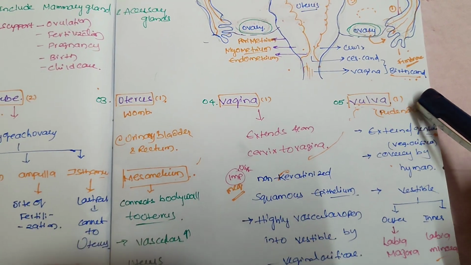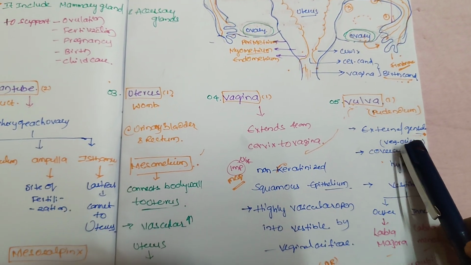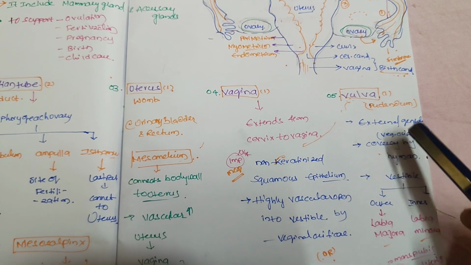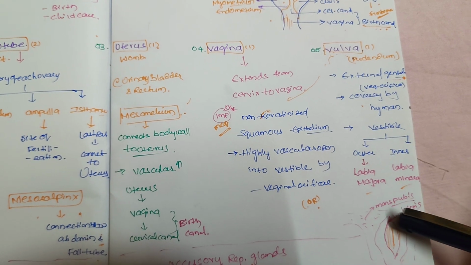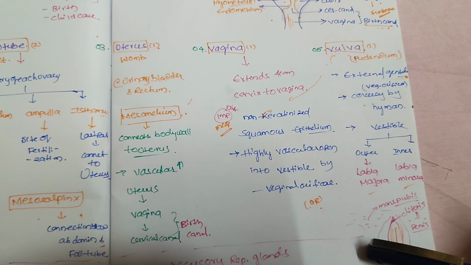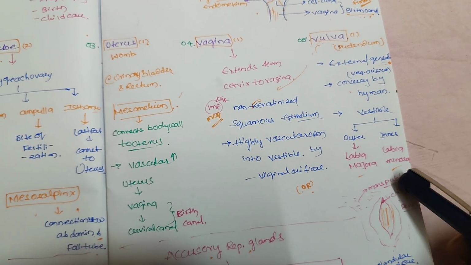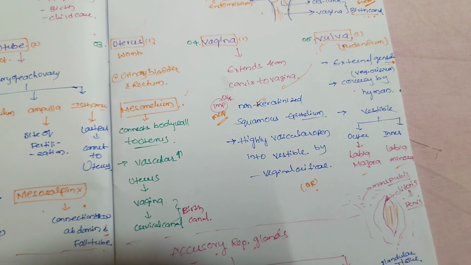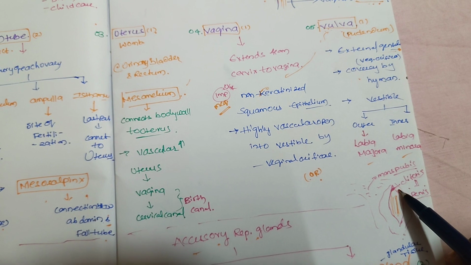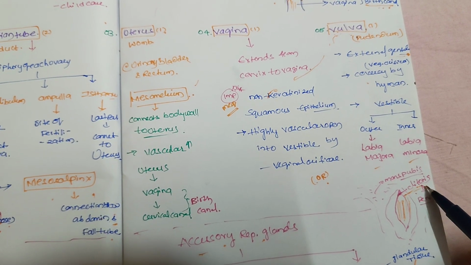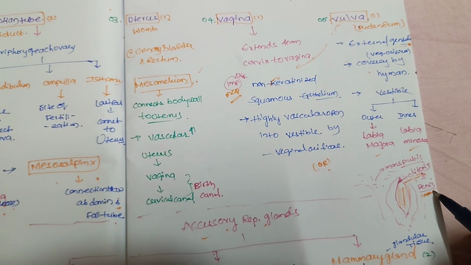Then the last part is the vulva. It is also called the pudendum. It is the external genitalia. It is covered or protected by the hymen layer. The vestibule has the outer labia majora and inner labia minora. It has the pubic symphysis in the upper part, and it has pubic hair. The upper part of the vulva is called the clitoris. It is homologous to the penis of the male reproductive system.